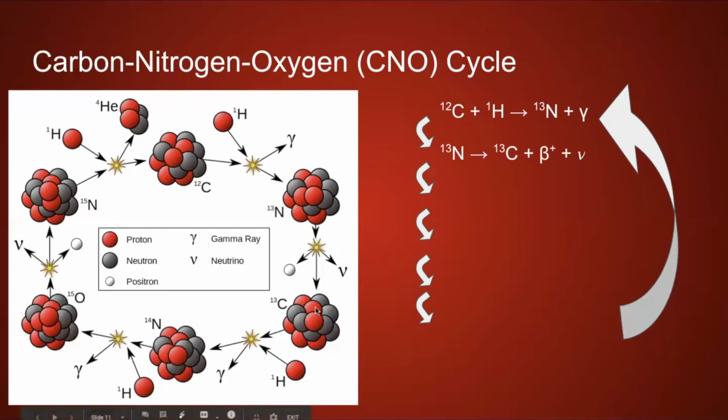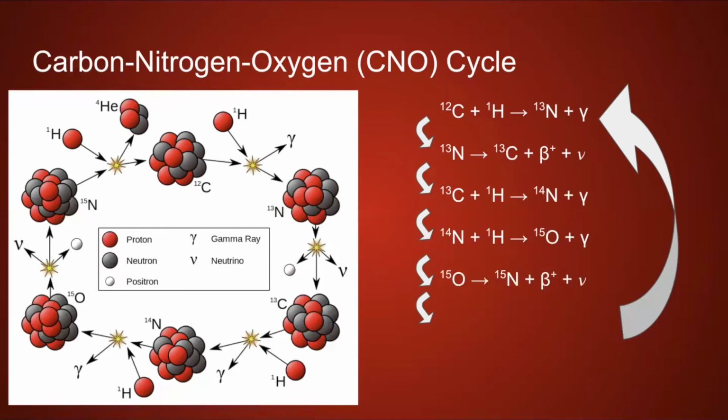This carbon-13 will then combine with another proton to form nitrogen-14 and also a gamma ray. Nitrogen-14 will be combined with the third proton to yield oxygen-15 and a gamma ray. Once again, because oxygen-15 is unstable, it will undergo beta decay, and then we'll end up with nitrogen-15, a positron, and a neutrino. As you may guess, the positron will pair with an electron to form two additional gamma rays.